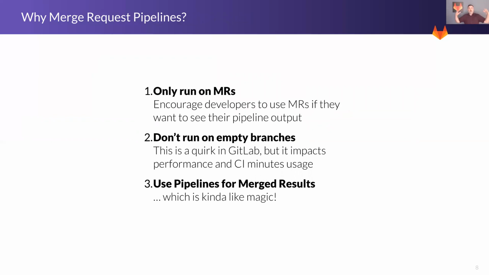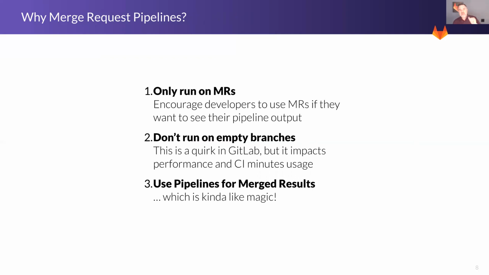I've been able to come up with three reasons, okay? The first is, and this is pretty cool, it only runs on MRs. As an example, if you want to encourage your developers to use MRs and not to just be branching off willy-nilly, then make all the pipelines merge request pipelines, and they're only going to see results when they actually operate in a merge request. So there's some power there, and there's an advantage there. You could also make your pipelines run on merge request and on master, right?